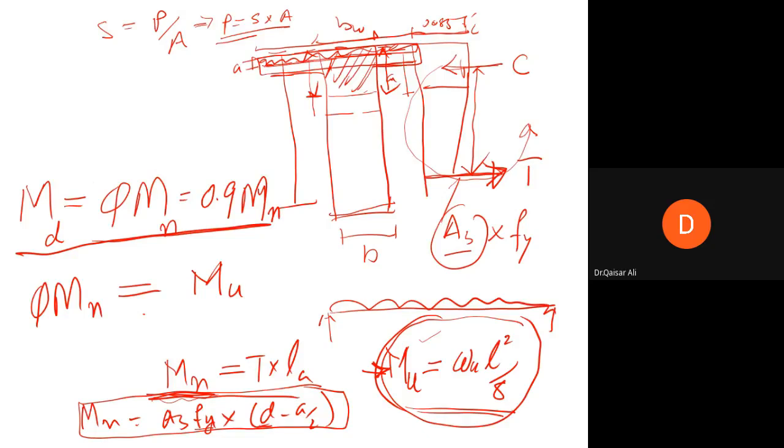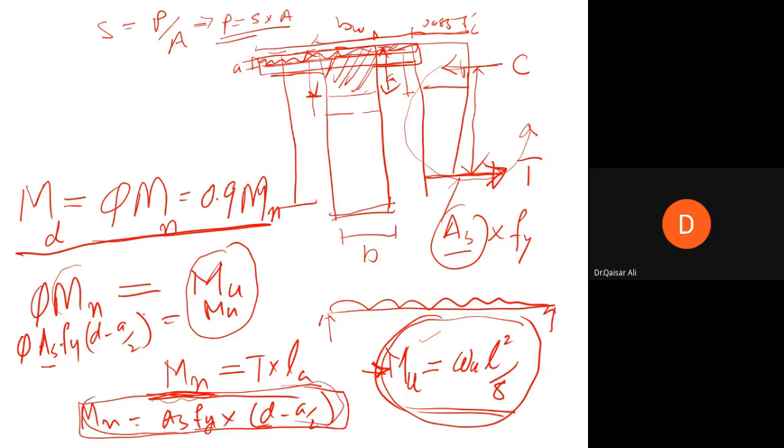And now if we substitute this As fy (d minus a by 2) for Mn, then from this As can be calculated as what? As is equal to Mu divided by phi fy (d minus a by 2). Okay? Where Mu is the applied ultimate bending moment or factored bending moment, and Mn is the nominal bending moment as we have written in this equation. Is it clear now? Yes, sir. Any other question?